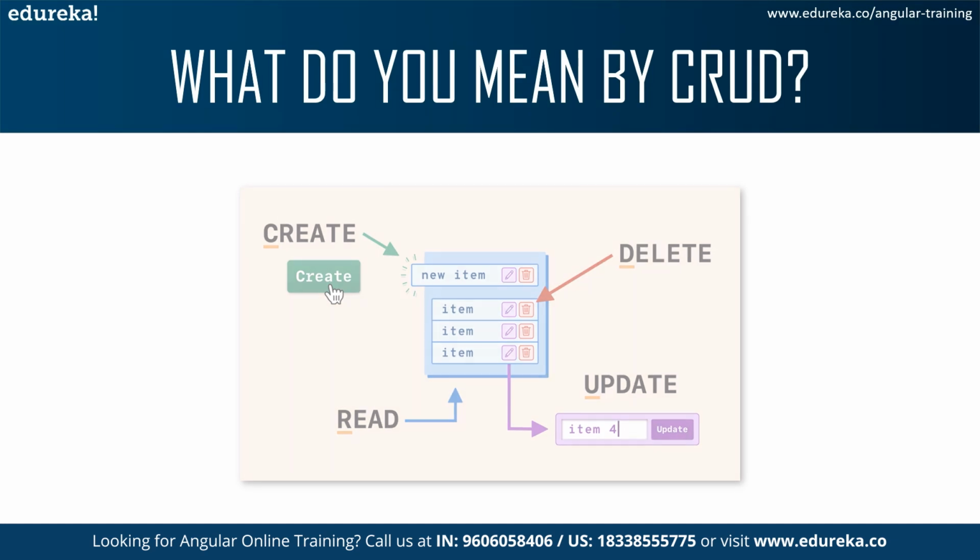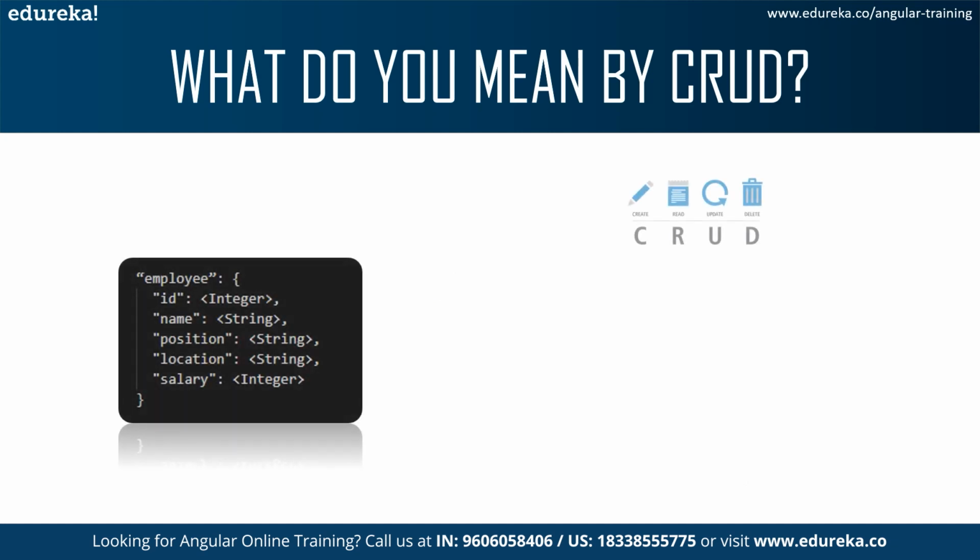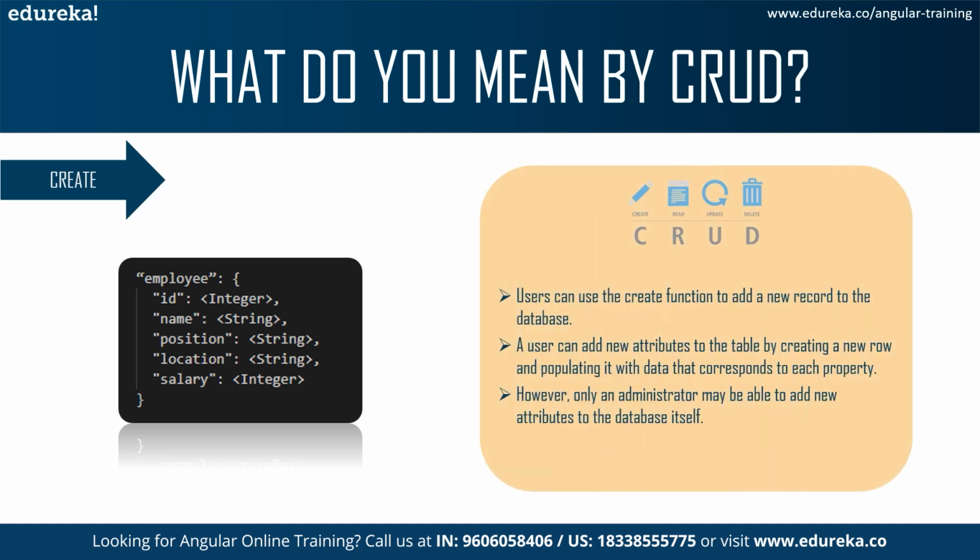Now here, since we have to have a data, I've considered a small employee schema, which is in JSON format. Now this is just for our reference. So let's start with first operation. That's create. Now in create, users can use this function to add a new record to the database. Now the create function in a SQL relational database application is called insert. Now it is also known as create in Oracle and so in MongoDB.